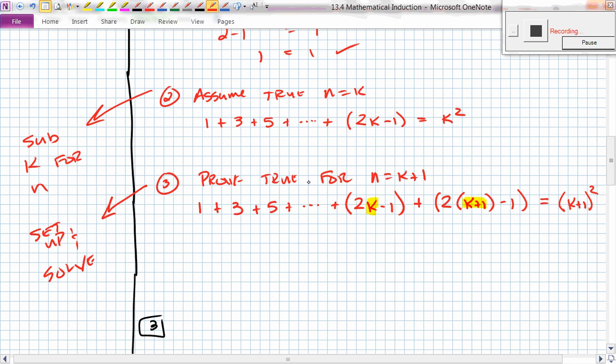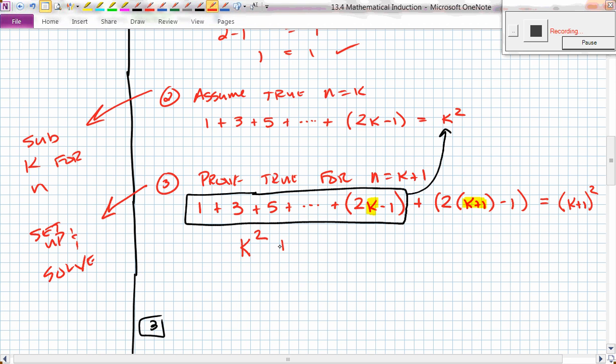Here's the trick. I'm going to put a big box around this stuff right here. And this is what I want you guys to do every single time. I want you to ask yourselves, what is the stuff in the box equal to? Yes, all the stuff in the box is equal to k squared, isn't it? So that means I can replace that with k squared. Plus, now let's distribute over here. What's 2 times k? 2k. What's 2 times 1? And then minus 1. Equals, on the other side, k plus 1 squared.